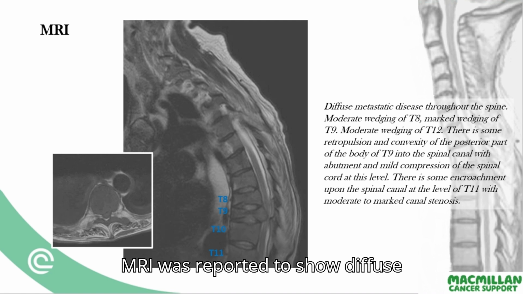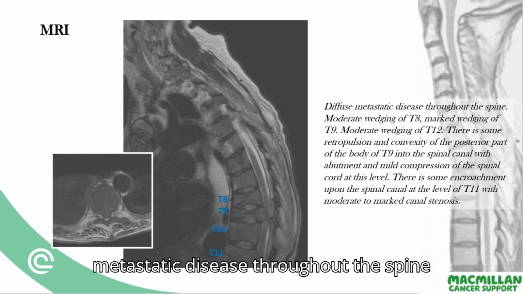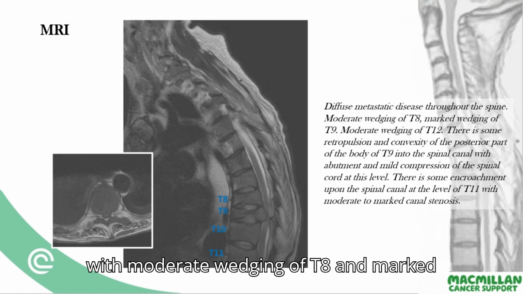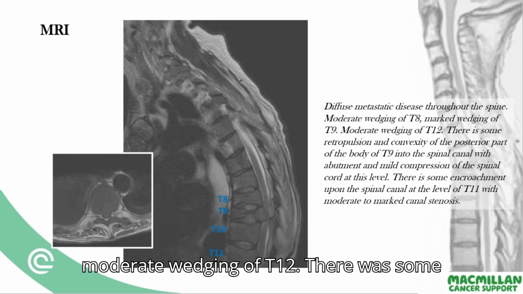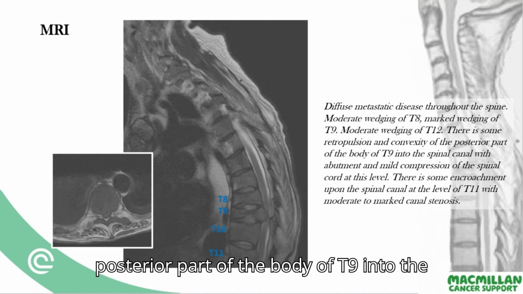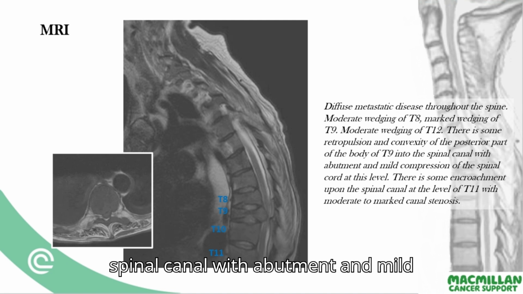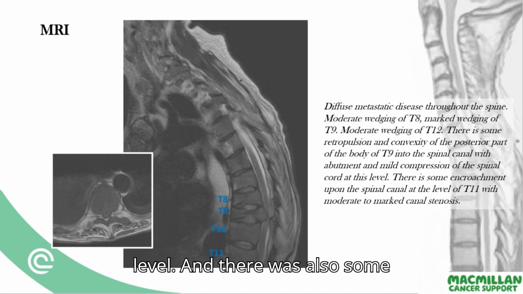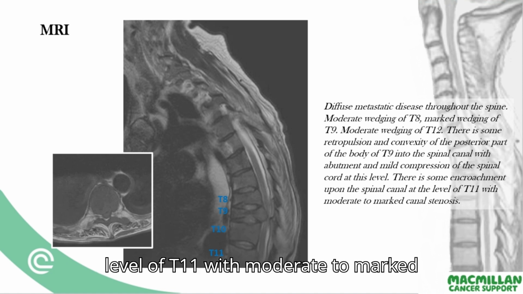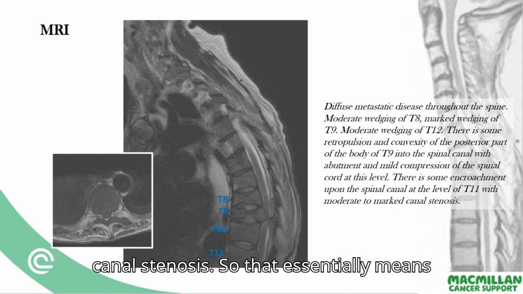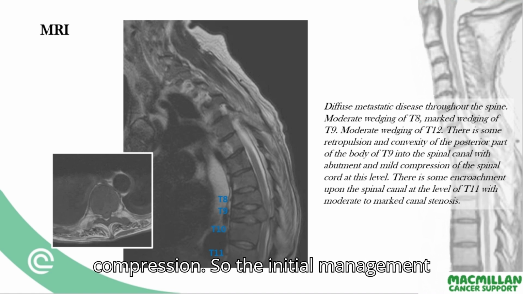The MRI was reported to show diffuse metastatic disease throughout the spine, with moderate wedging of T8 and marked wedging of T9 vertebral bodies, with moderate wedging of T12. There was some retropulsion and convexity of the posterior part of the body of T9 into the spinal canal, with abutment and mild compression of the spinal cord at that level. And there was also some encroachment on the spinal canal at the level of T11 with moderate to marked canal stenosis. So that essentially means that there's 2 levels of spinal cord compression.